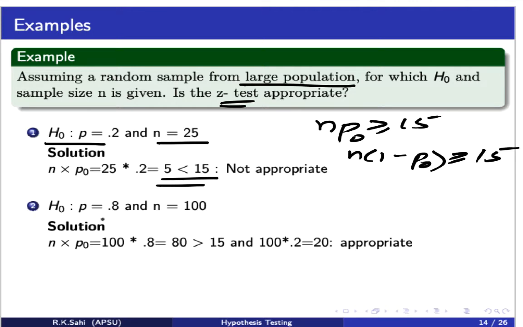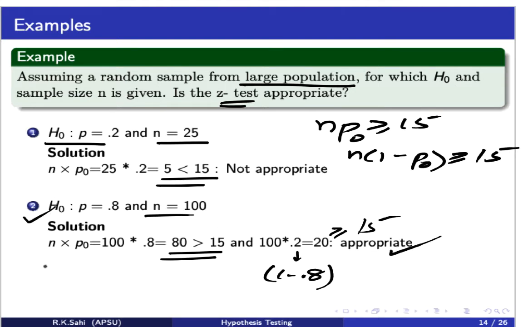On the other hand, if my p is 0.8 and n is 100, then n times p0 is 80, definitely greater than 15. And also 100 times (1 minus 0.8) gives me 20. Again, this is greater than or equal to 15. And hence, this one is the appropriate one to apply the z-test.